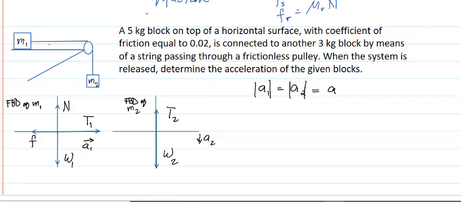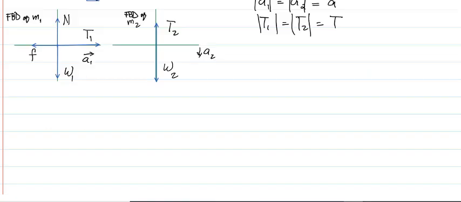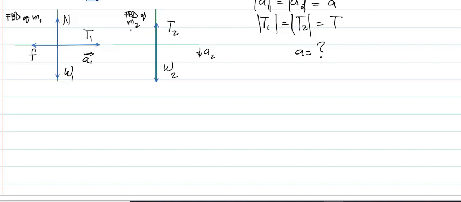And since our pulley is assumed to be frictionless, our T1 will also have the same magnitude as our T2, or we can label this as simply T. So our aim is to solve for the magnitude of the acceleration. So let's start with M1.